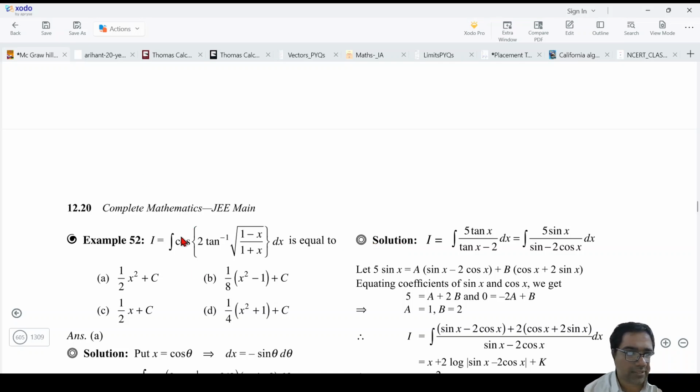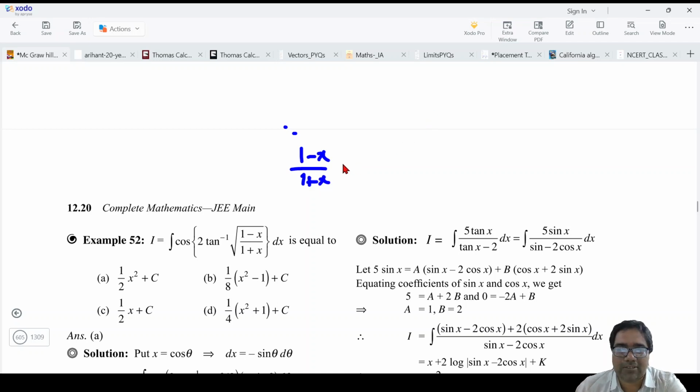Okay. In this, we are given the integral of cos of 2 tan inverse of the square root of (1 minus x) by (1 plus x), so cos of something, and dx. Obviously, we need to do some kind of substitution. And obviously x is less than 1. 1 minus x by 1 plus x.